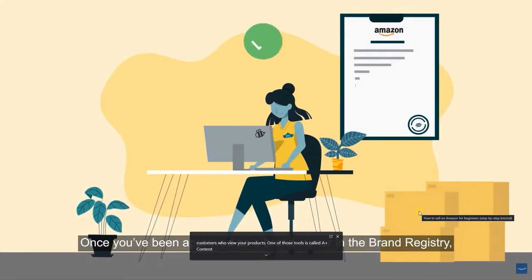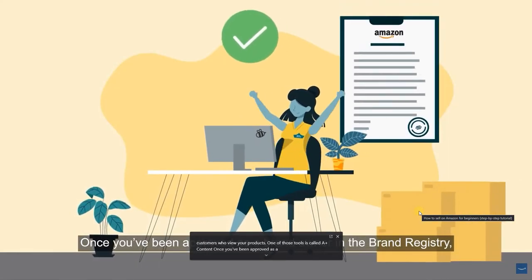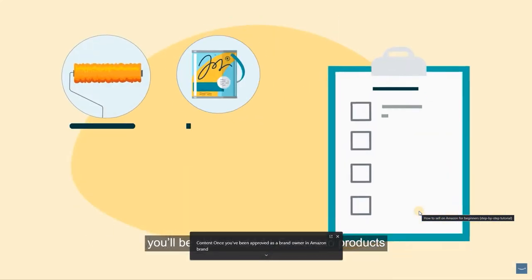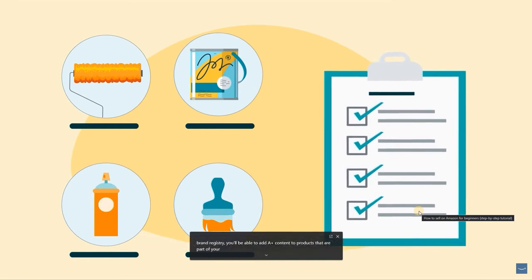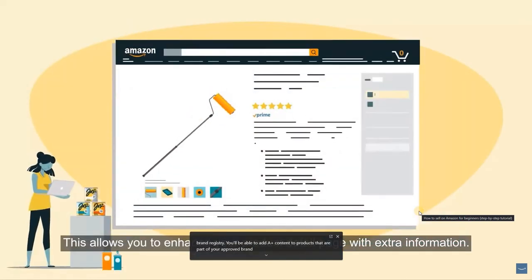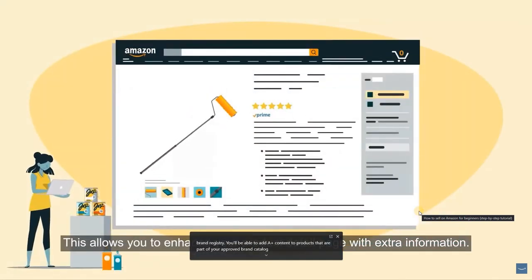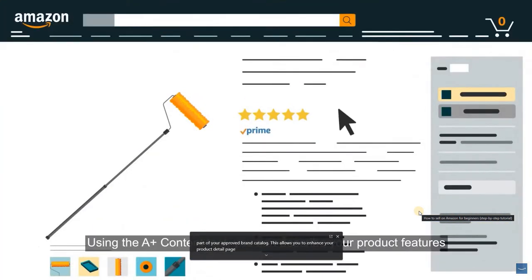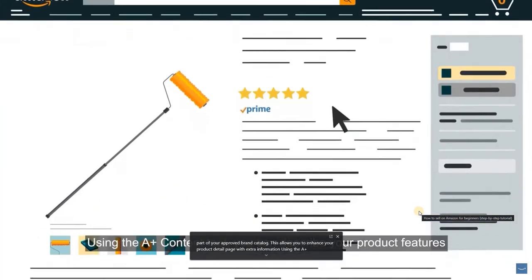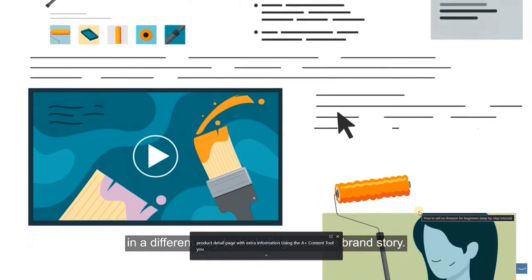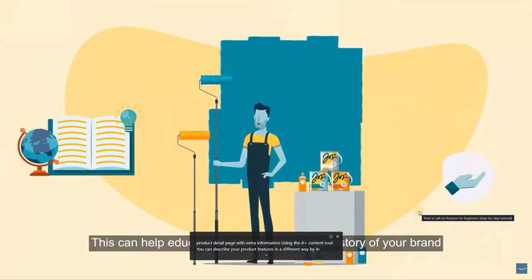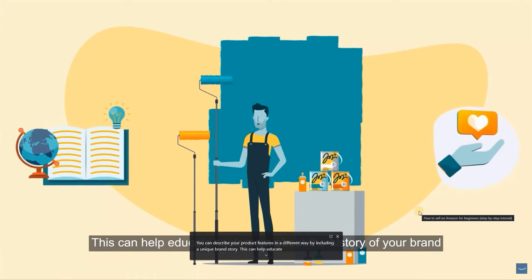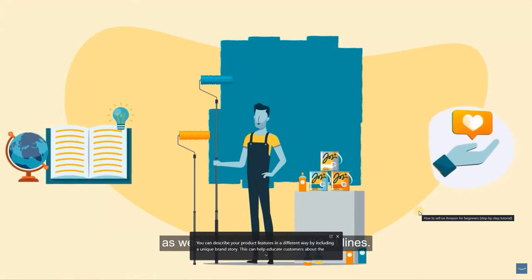Once you've been approved as a brand owner in Amazon Brand Registry, you'll be able to add A+ content to products that are part of your approved brand catalog. This allows you to enhance your product detail page with extra information. Using the A+ content tool, you can describe your product features in a different way by including a unique brand story. This can help educate customers about the history of your brand as well as its values and product lines.